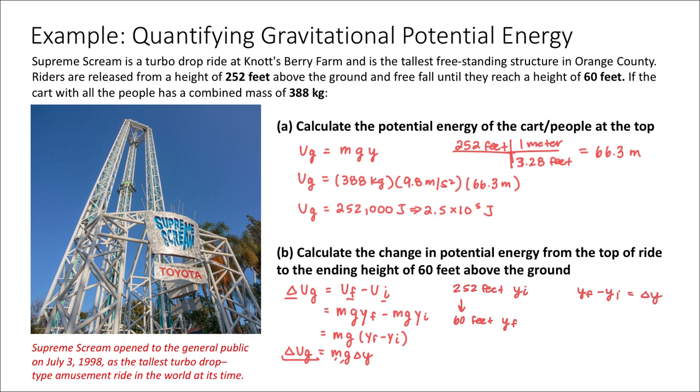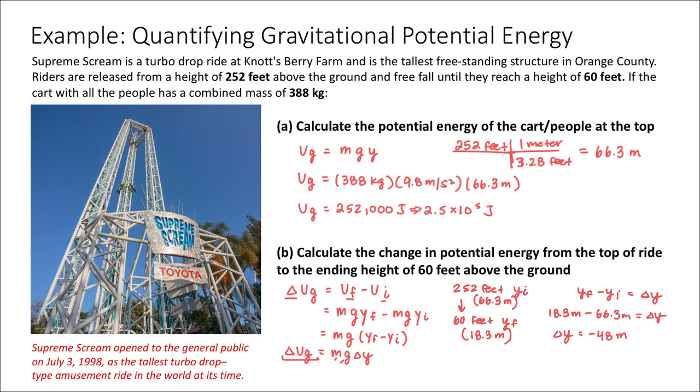So 252 feet in meters is equal to 66.3. We got that in part A. And then 60 feet in terms of meters, using the same conversion factor, is 18.3 meters. So my y final is 18.3 meters above the ground. My y initial was 66.3 meters above the ground. And that means that my delta y here, in this case, is actually going to be negative 48 meters.